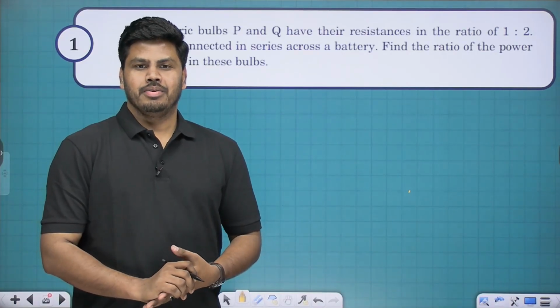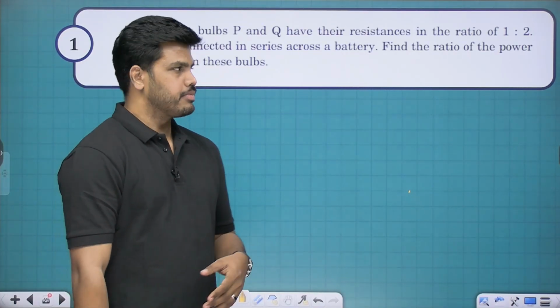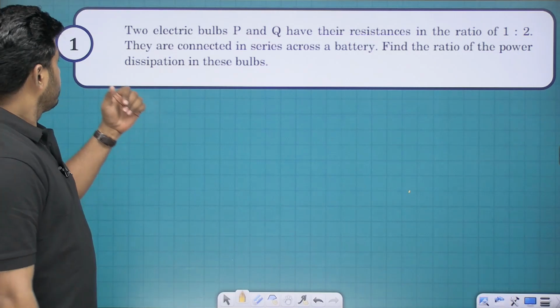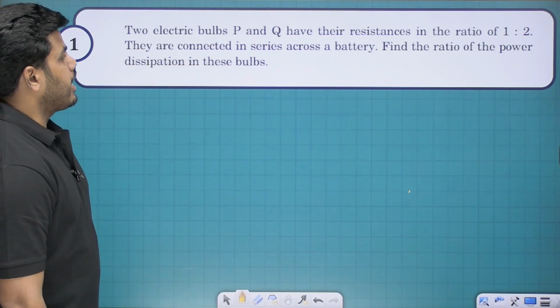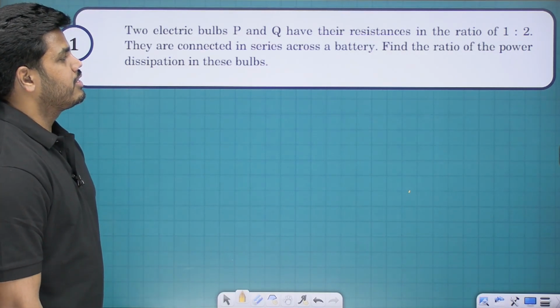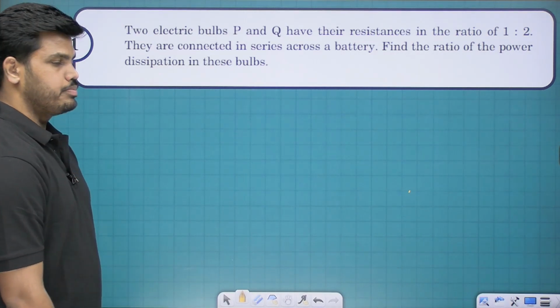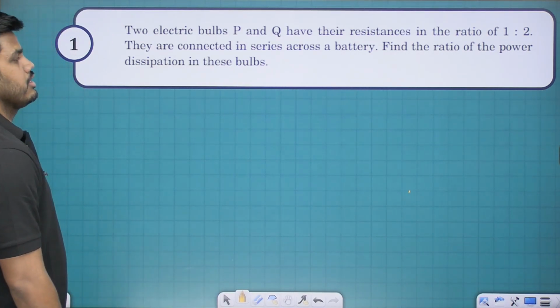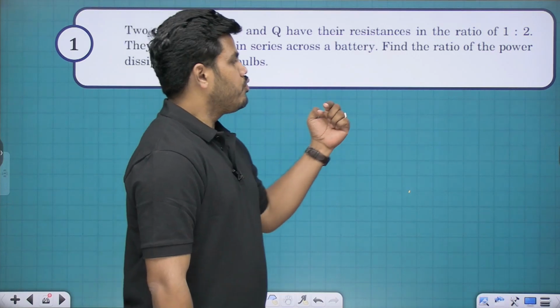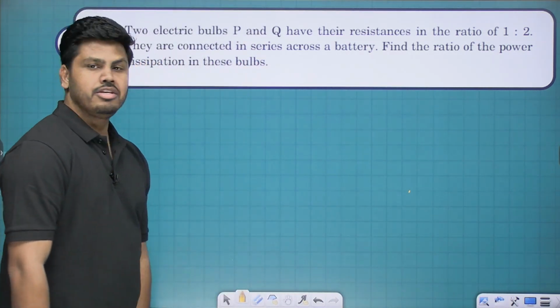Right. So let us try 2 more questions. Question number 1. 2 electric bulbs P and Q have their resistances in the ratio of 1:2. They are connected in series across a battery. Find the ratio of power dissipated in these bulbs.